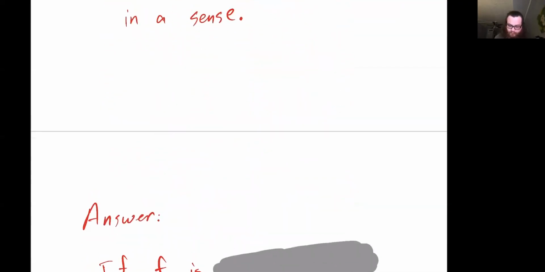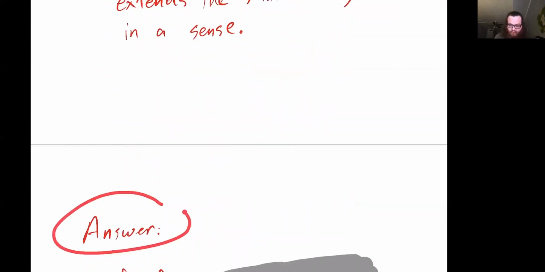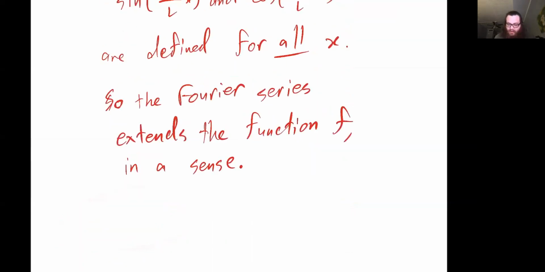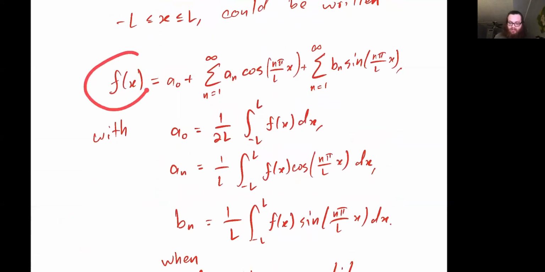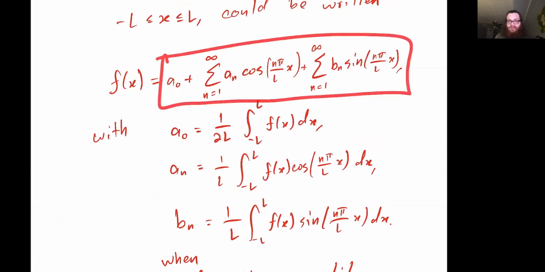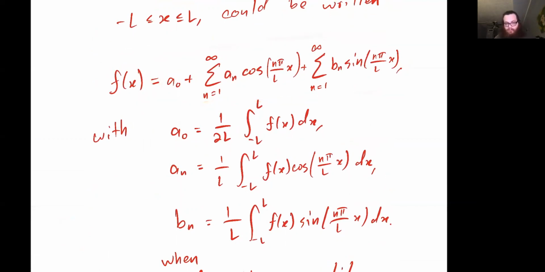Okay. So back to the question. Right, what was the question? When does this equality hold? What was this equality? A given function on an interval is equal to this series. Okay. When does that hold?